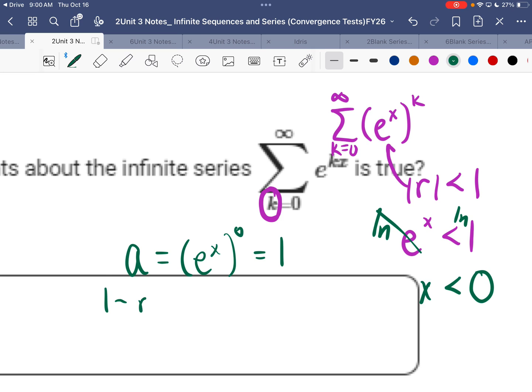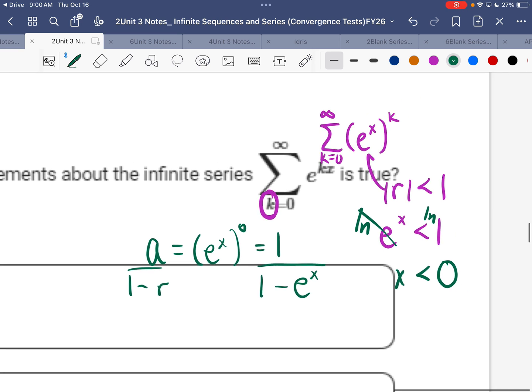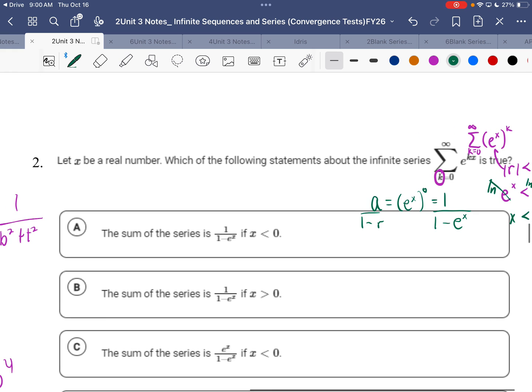And then 1 minus r would be 1 minus e to the x. And we should have gotten to a. A lot of you pick b just because you're like, oh, it has to be positive. But e to the x is always positive. In order to make it converge, x has to be less than 0, because that would make this e to the negative x, which would actually be converging.